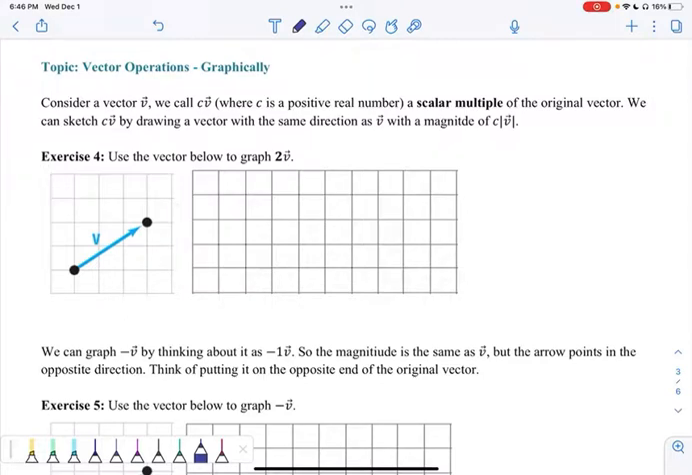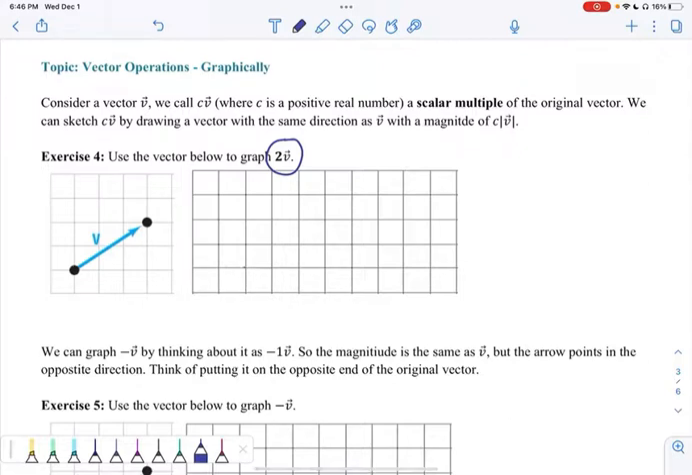If I'm given this vector v, and the instructions are to graph 2v, that just means I need a vector that is twice as long as v, but has the same direction. So pointing the same direction, but just twice as long. I'm going to pick a place for it to start because remember, the starting and ending positions are not what makes a vector, right? It's the magnitude and direction.